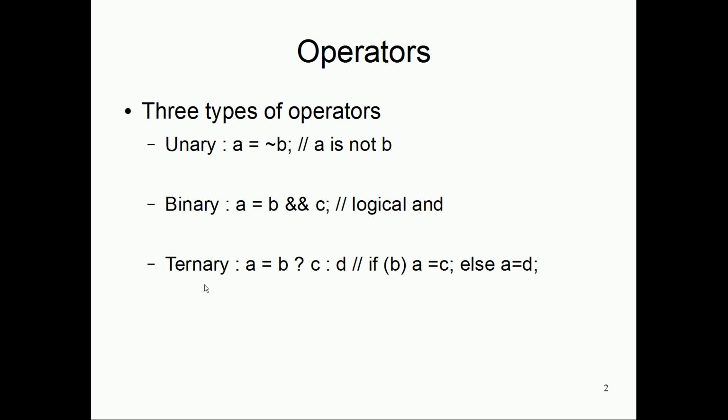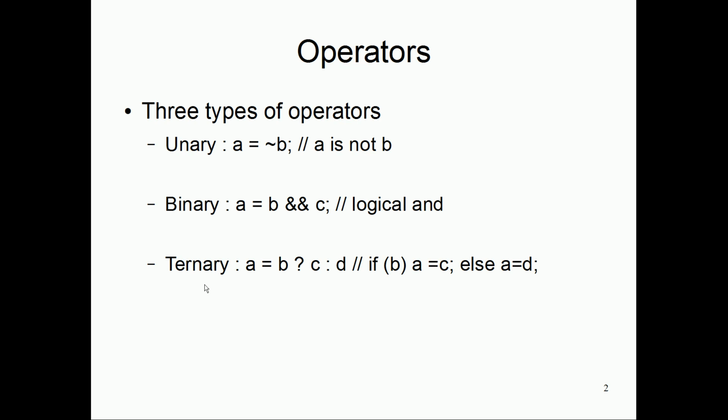So there are operators like in any other language. Verilog has unary, binary, and ternary operators. Unary involves one variable in the right-hand side expression, like a equals not b. Binary involves two operands for the operation. Example: a equals b logical and c.